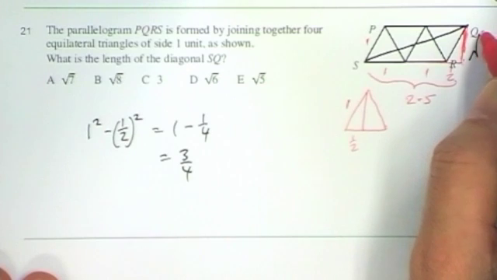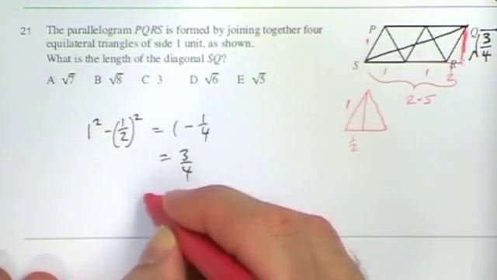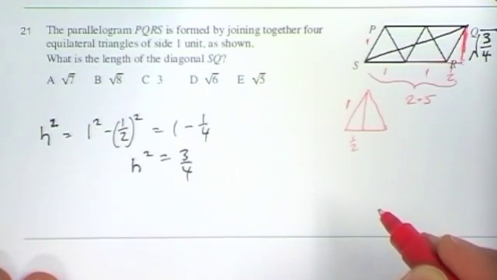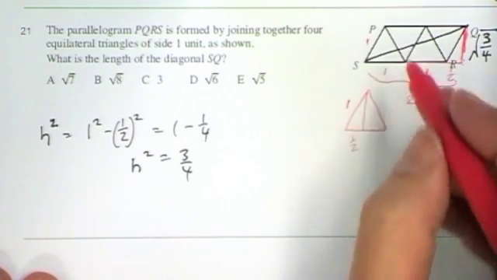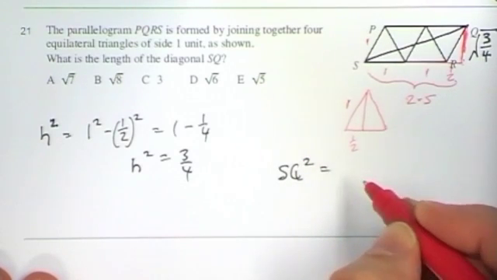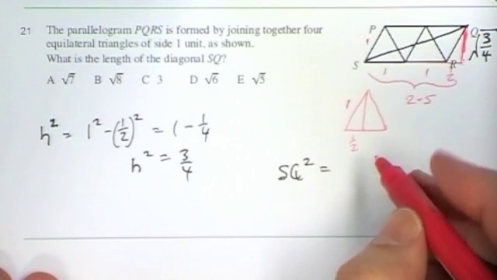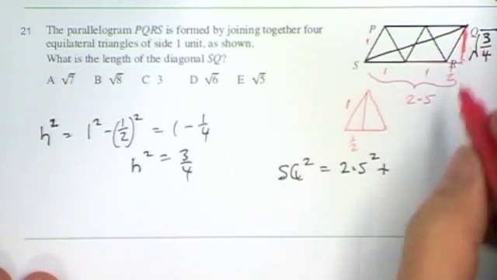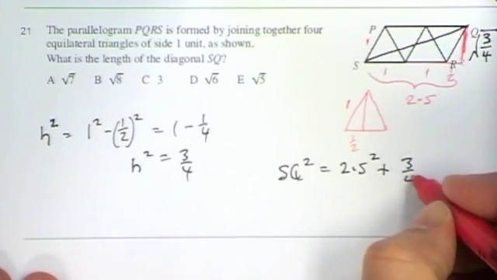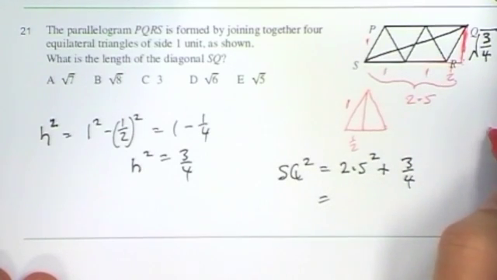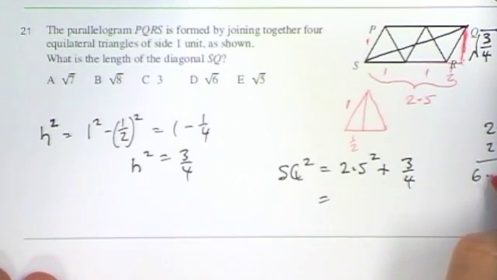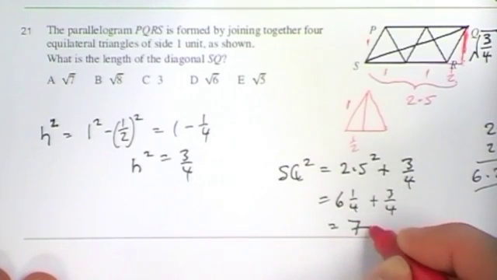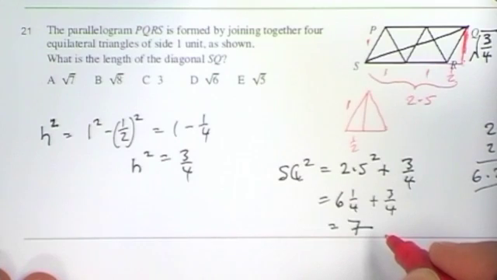So the height squared equals 3/4. That's going to be h squared. I'm not going to find the actual height because Pythagoras says that the length SQ squared equals 2.5 squared plus the 3/4, which is just going to be 3/4. 2.5 squared comes to 6.25, 6 1/4. That's going to be 6 1/4 plus 3/4, which equals 7. So SQ is going to be the square root of 7, and that's A.